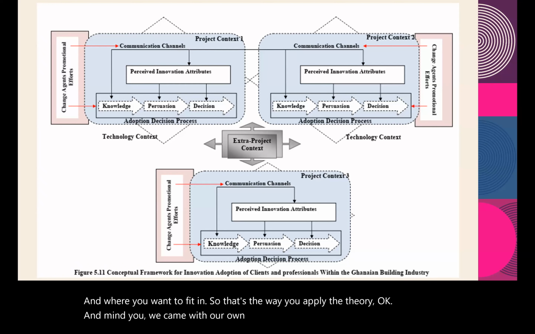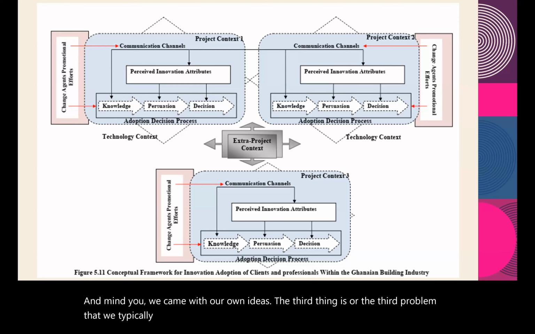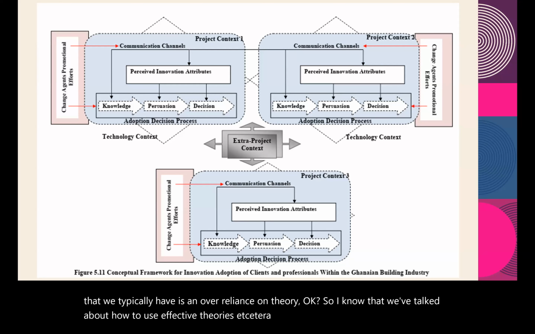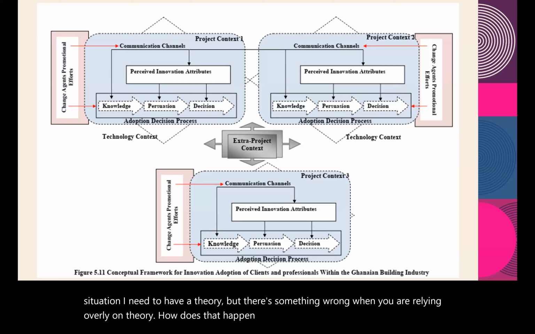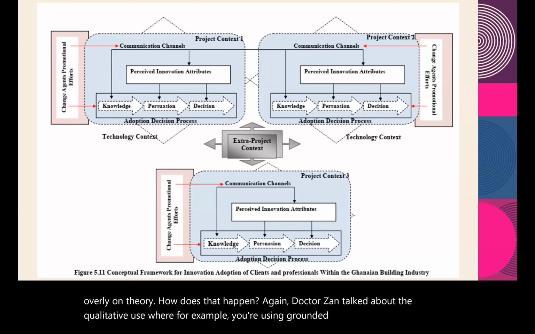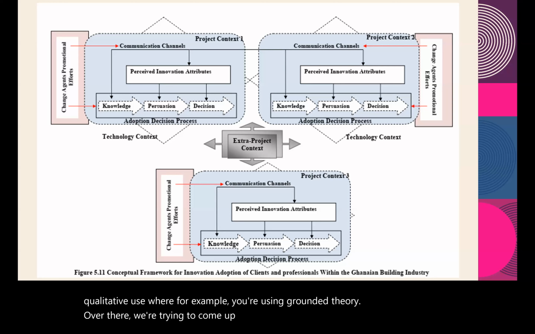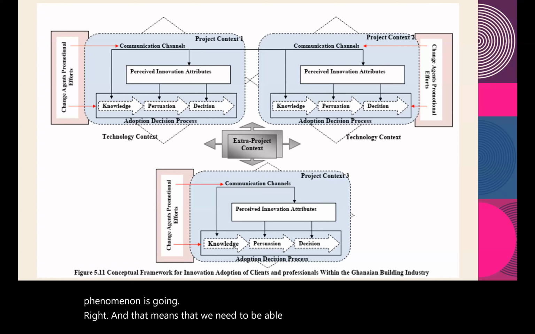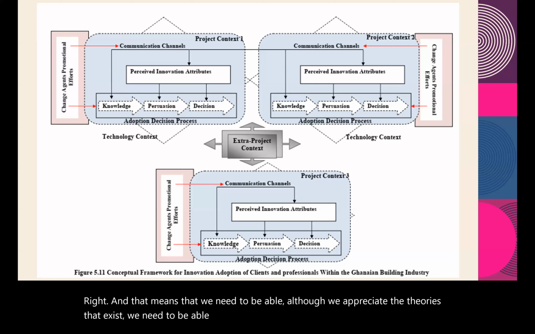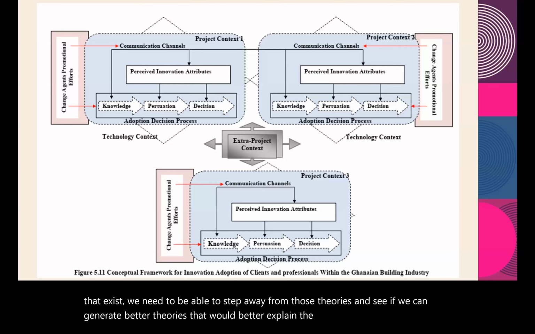The third problem that we typically have is an over-reliance on theory. I know that we've talked about how to use effective theories, and now all of us may think that in every situation I need to have a theory. But there's something wrong when you are relying overly on theory. How does that happen? Again, Dr. Zhang talked about the qualitative use where, for example, you're using grounded theory. Over there, we're trying to generate a new theory. Advancing knowledge means that we want to come up with better explanations for how a phenomenon works. Although we appreciate the theories that exist, we need to be able to step away from those theories and see if we can generate better theories that would better explain the phenomenon we're exploring.